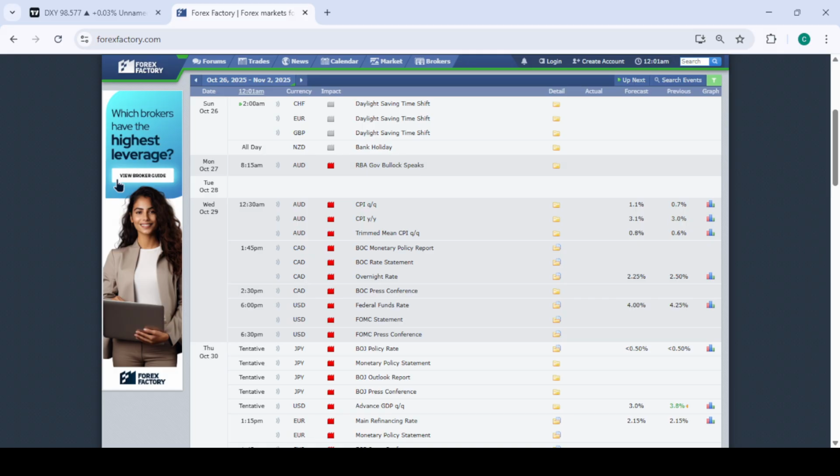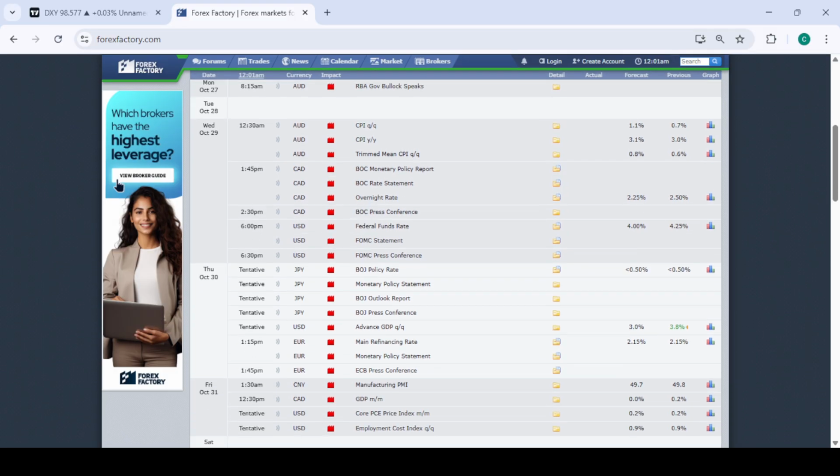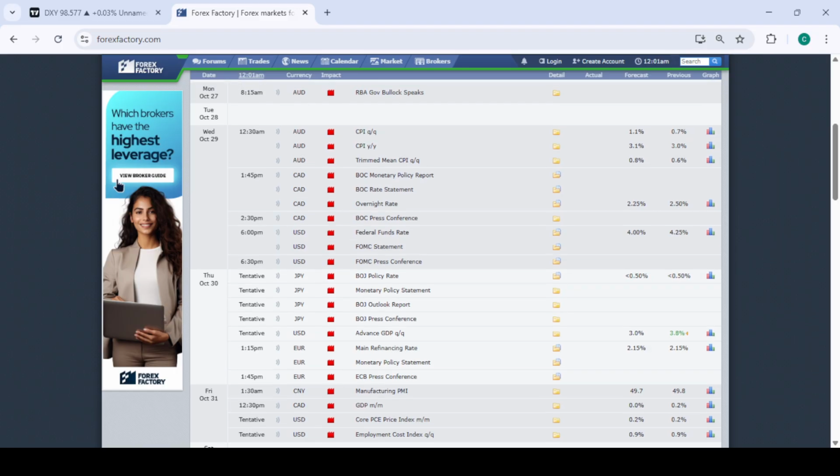Then on Monday, we are going to have the Reserve Bank of Australia's governor speaking. Tuesday, we don't have any high impact news. On Wednesday, we have CPI for AUD, and then later during the day, we're also going to see the Bank of Canada's monetary policy report, and the Bank of Canada's rate statement or overnight rate for the Canadian dollar. And later the same day, we're going to have the FOMC for the US dollar.